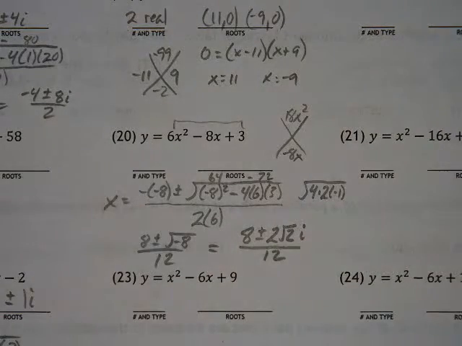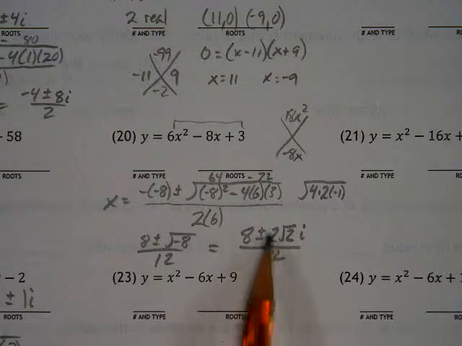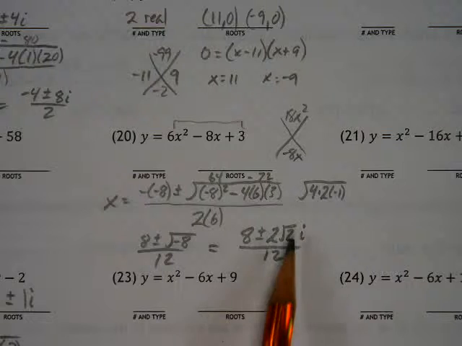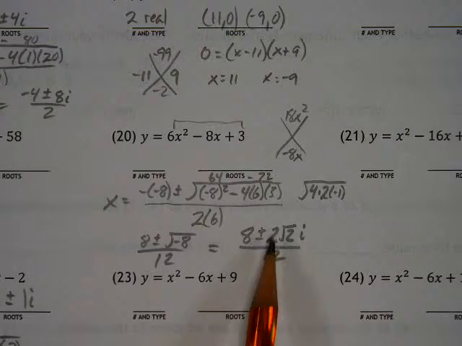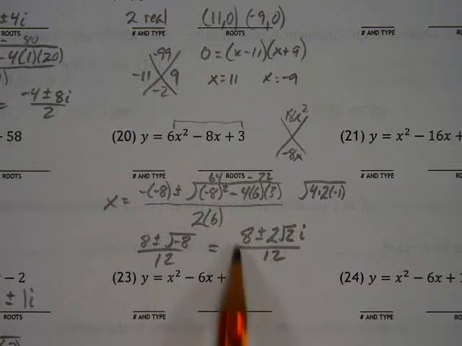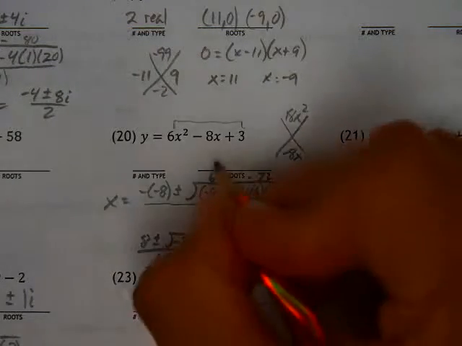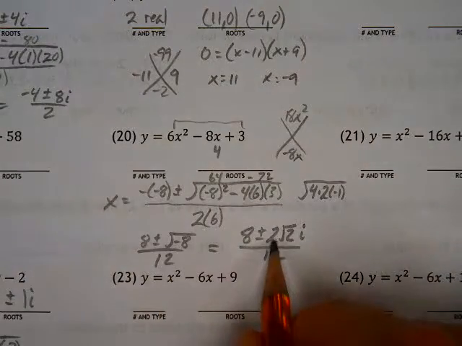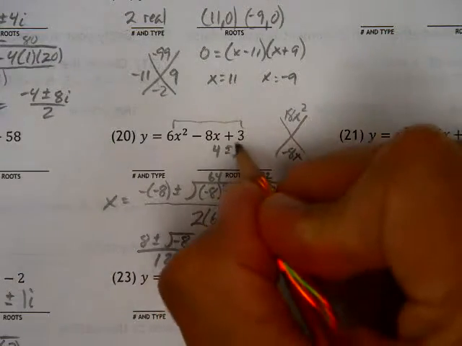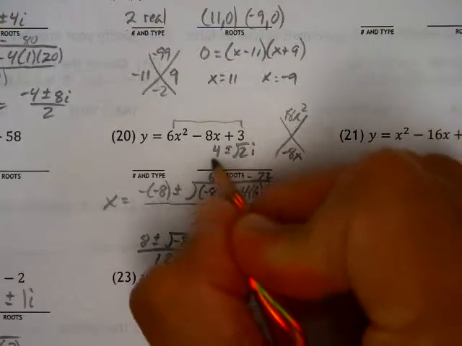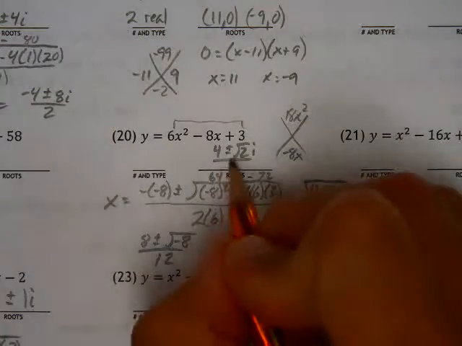Well, the question is, how do you reduce something like that? Well, the only thing that'll evenly go into a 2, an 8, and a 12 is a 2. That 2 doesn't get to participate in the reduction. Okay? So you're taking a 2 out of everything because 2 can come out of all three of those terms. So 8 becomes 4. This becomes a plus or minus the square root of 2 with the i, and the whole thing is over 6.